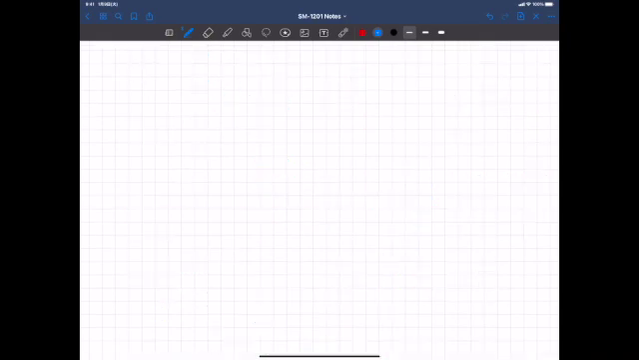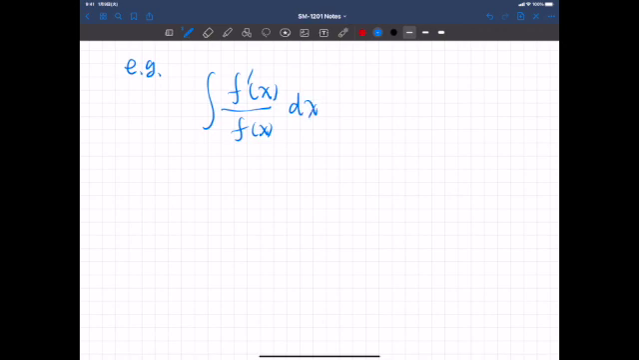Let's see a few examples. First example is this. Let f of x be any differentiable function, then the integral of f prime of x over f of x dx is log modulus f of x plus constant. Okay, and of course we're assuming f of x should not be 0, right? So proving this is an exercise. Just apply integration by substitution, and this should work.